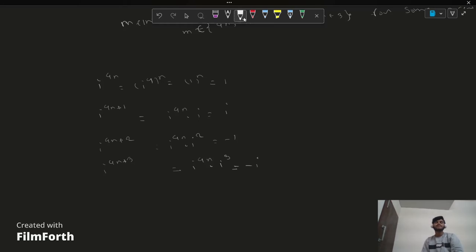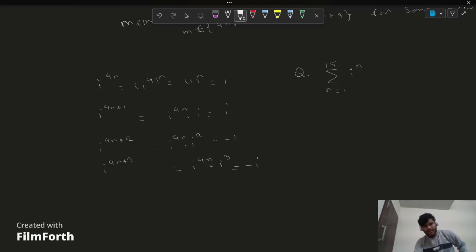Now there are many questions based on this property only. Let us see some of that. Like, the sum of i to the power n from 1 to 15. We have to know the value of this number.